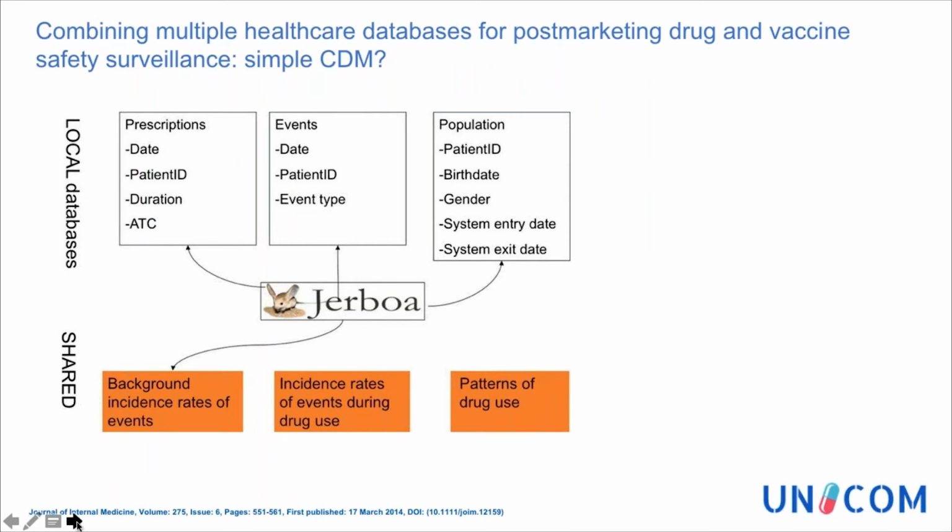The model that was set up in the EU-ADR system, which has been used for about 10 years across many different studies and about 40 different publications, is, I think, a quite simple common data model. On the top you see 3 files, and the local data access providers will need to put their data into this format: a prescriptions file, an events file, and a population file. Then they can apply a program, in this instance Jerboa, but you can also run SAS or R. The results of that program are then shared. In this way, background rates could be calculated, incidence rates of events during use, case control studies, and drug utilization studies.